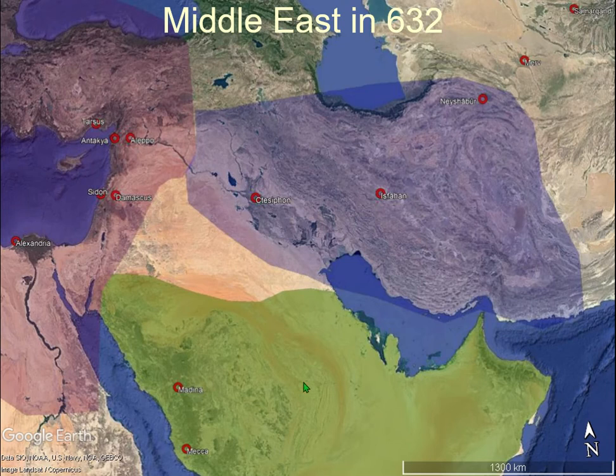So in 632, it was the beginning of a major change in the Middle East, with the development of Islam as a political entity. And so in 632, this was the extent as to the passing on of the Prophet Muhammad, blessings be upon him. His successors then expanded upon this.